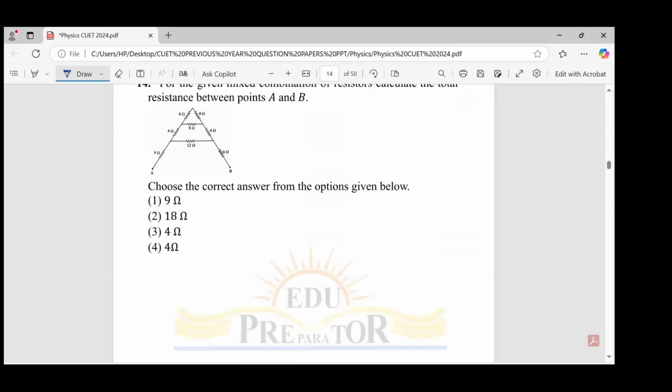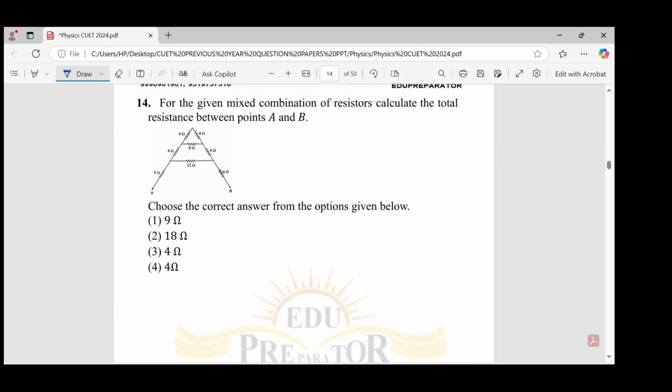Statement-based question. Now this question involves series and parallel combinations of resistance. As we can see, these two resistors are connected in series, and this 4 and 4 will make 8.